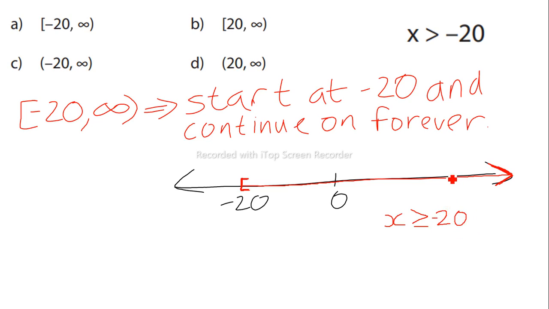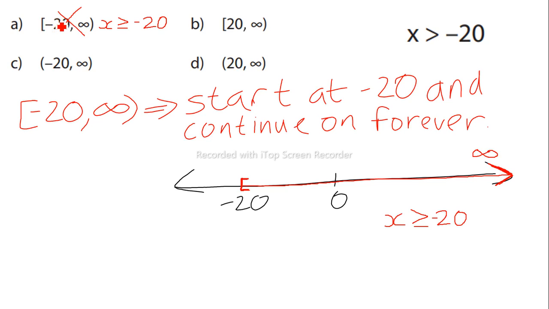So we look at numbers like 2000, 500, stuff like that. They are bigger than negative 20. But this is not what we want. It's close, but it's not what we want because we do not include the negative 20. This is x is greater than or equal to negative 20. So this one is not right simply because we included the negative 20 when we were not supposed to include that.